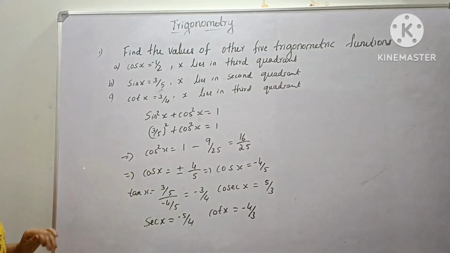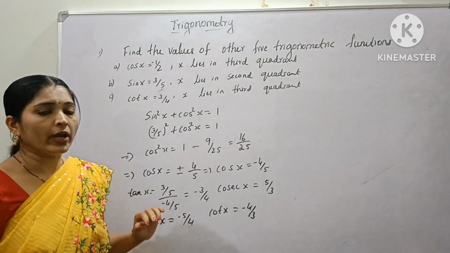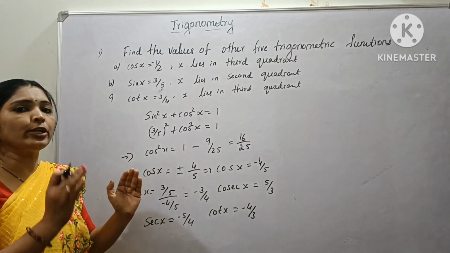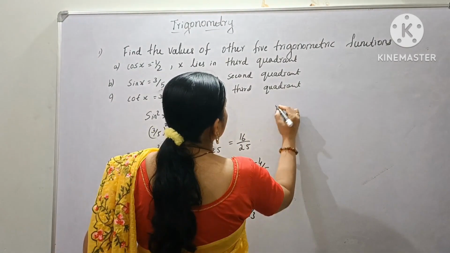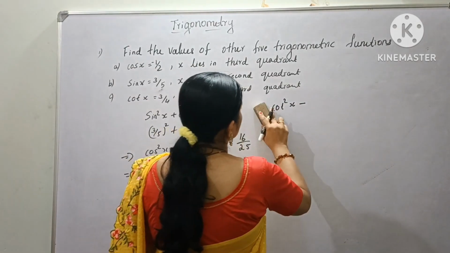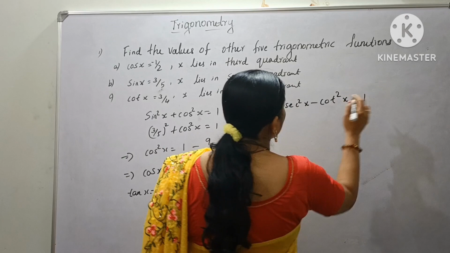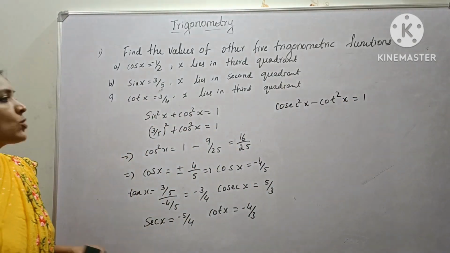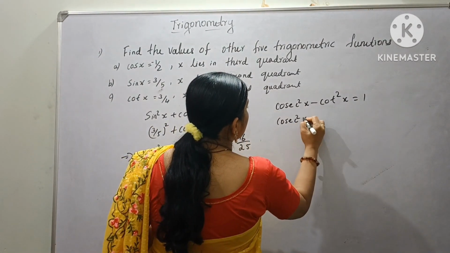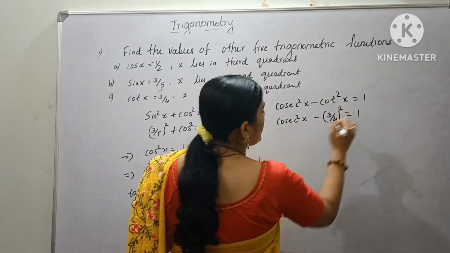Okay. So next question. See here it is given cot x is equal to 3 by 4. Okay, cot x is equal to 3 by 4. So now here let us take the identity related to cot x. Okay, so which identity? Cosec square x minus cot square x is equal to 1. Isn't it? Cosec square x minus cot square x is equal to 1. So here cosec square x minus, cot x is 3 by 4, so 3 by 4 whole square is equal to 1.